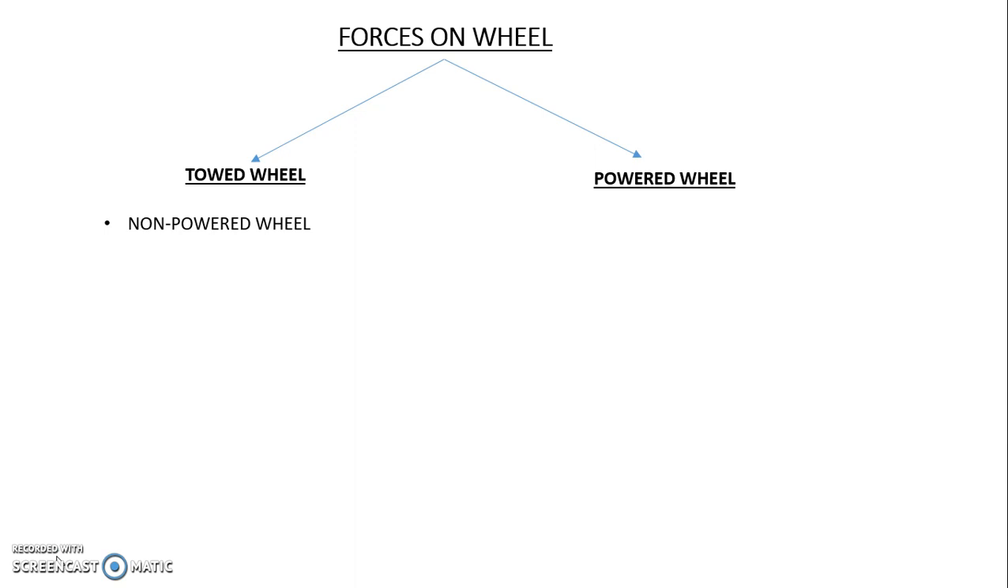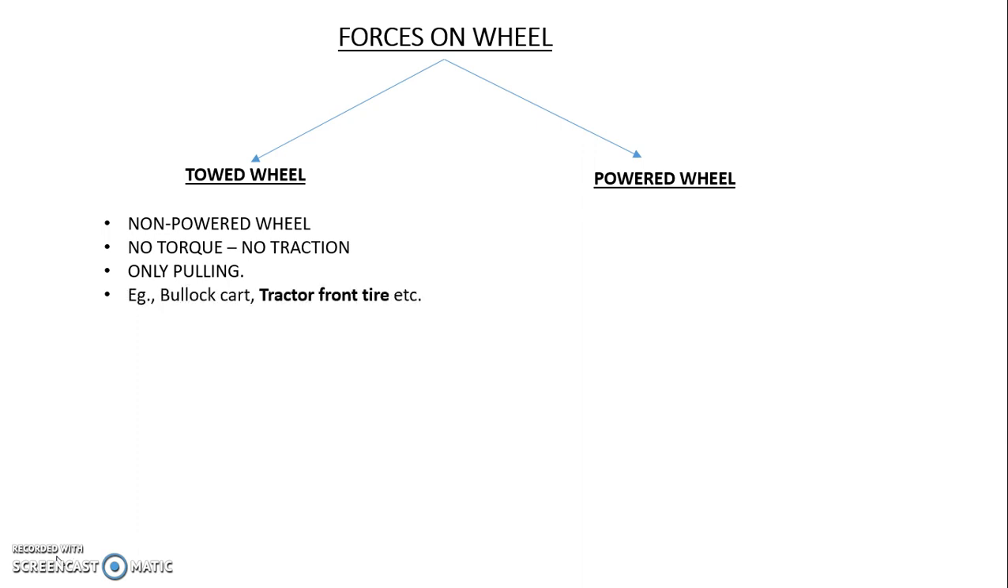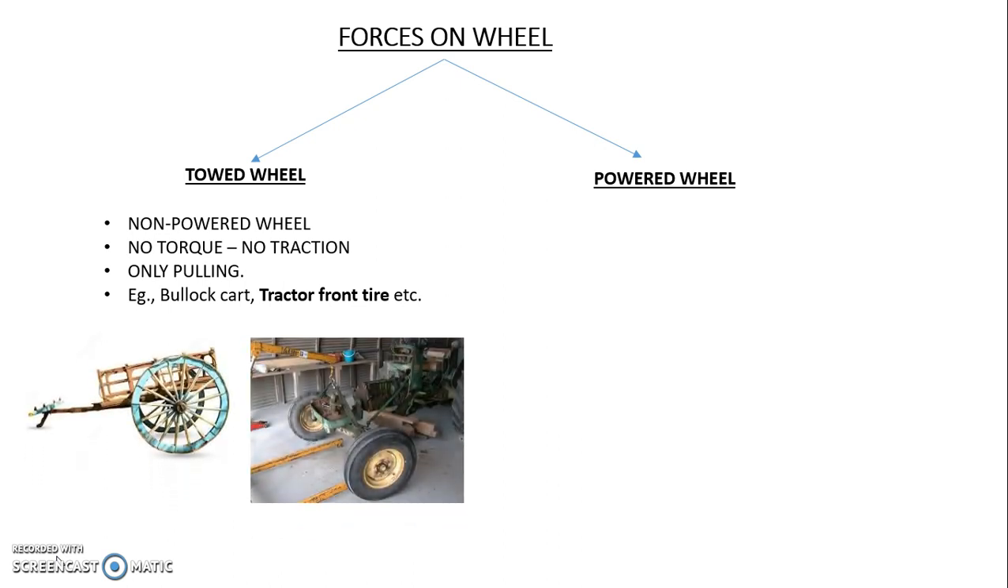It means there is no torque coming on this wheel whatsoever. If there is no torque, then it means there is no traction. Without torque there is no traction, so only pulling is happening over here. So the examples are the block cart, you might have seen a block cart, and at the same time the tractor front tire. So these are the examples.